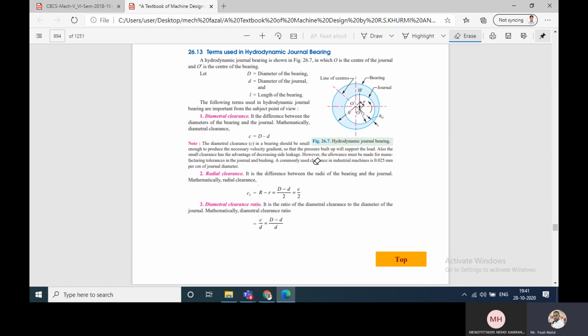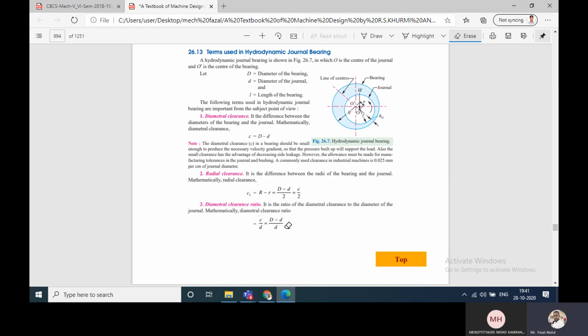Radial clearance means the difference between the radius of the bearing and the radius of the shaft. It is represented by small c1, equal to R minus r, otherwise capital C by 2.